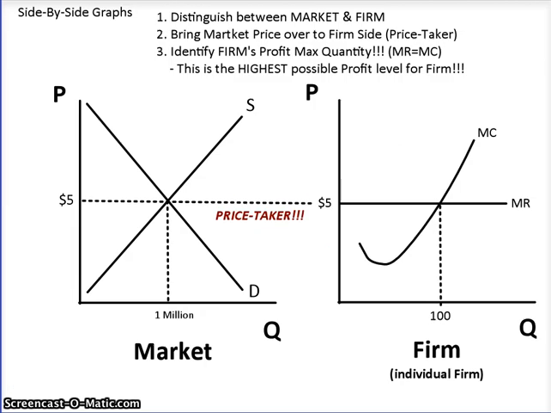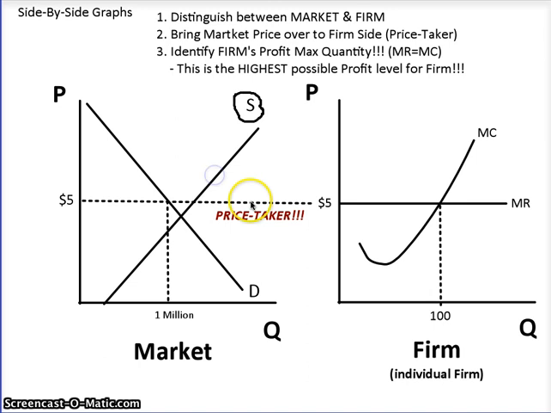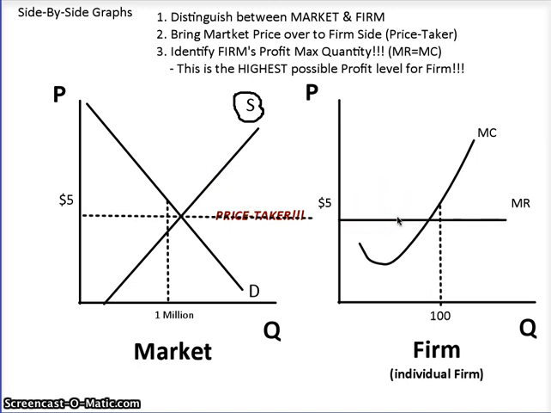Let's go back and look at this screen. As firms enter the market, the number of suppliers is actually going to increase. As supply begins to increase, notice the equilibrium on the market side moving down. So in other words, it's going to drive the market price down. And since the firm is a price taker, the result of that is going to be a lowering of the marginal revenue, as you see there.